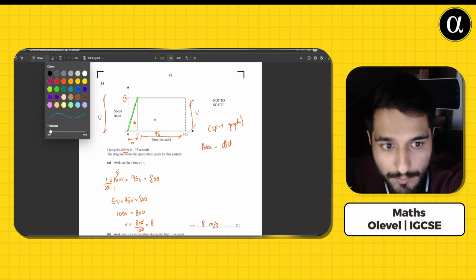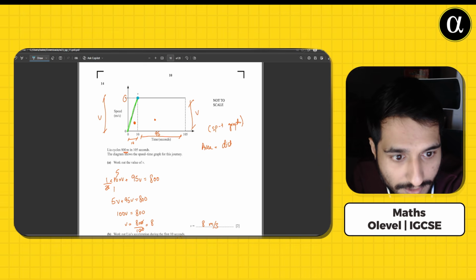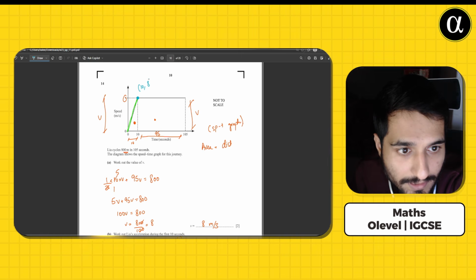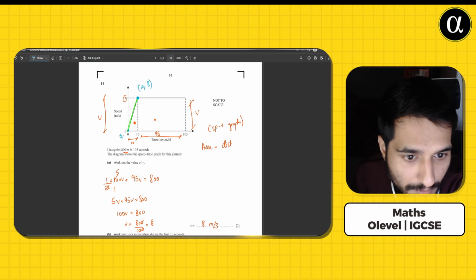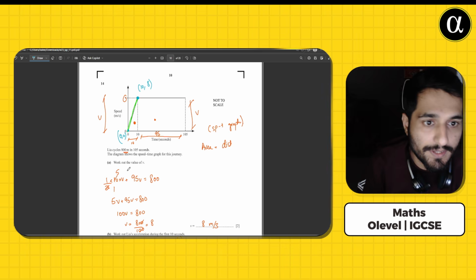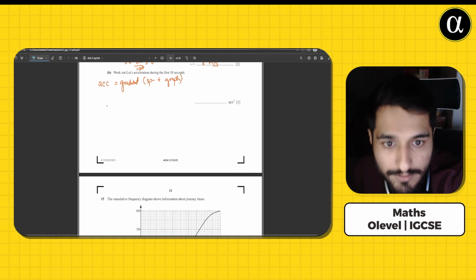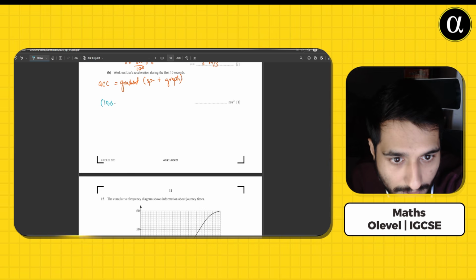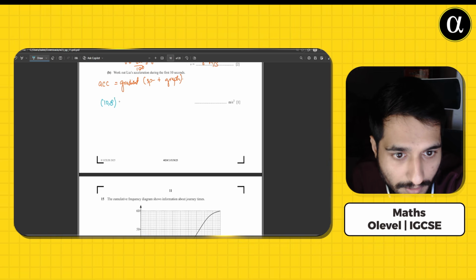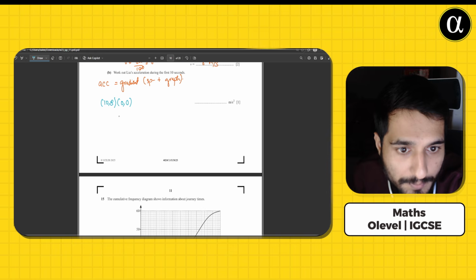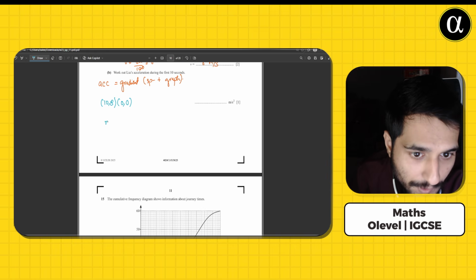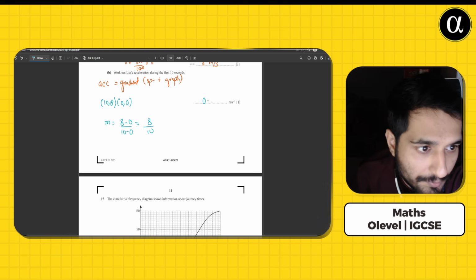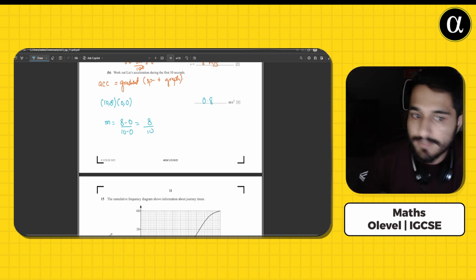So we need to know any two coordinates. Now what coordinates do we know over here? We are aware of this coordinate, since we have the time, that is 10, and we found out v, that was 8, and the other coordinate is going to be 0, 0. So we are supposed to find the gradient of 10, 8 and 0, 0. The formula is y2 minus y1 upon x2 minus x1. So m is equal to 8 minus 0 upon 10 minus 0, and this would give us 8 over 10, which is 0.8 meters per second squared in acceleration.